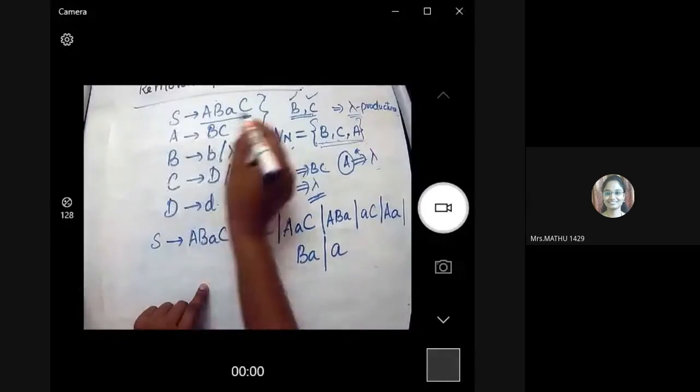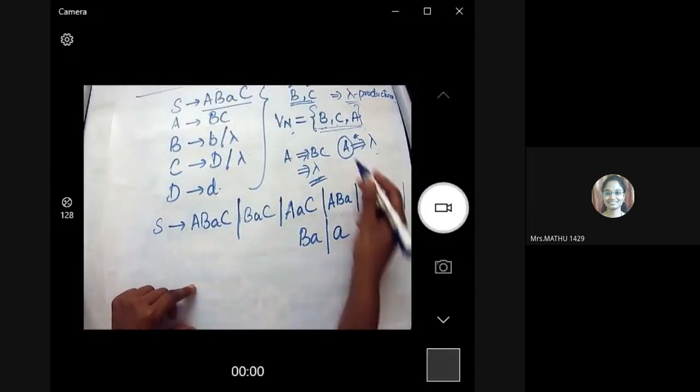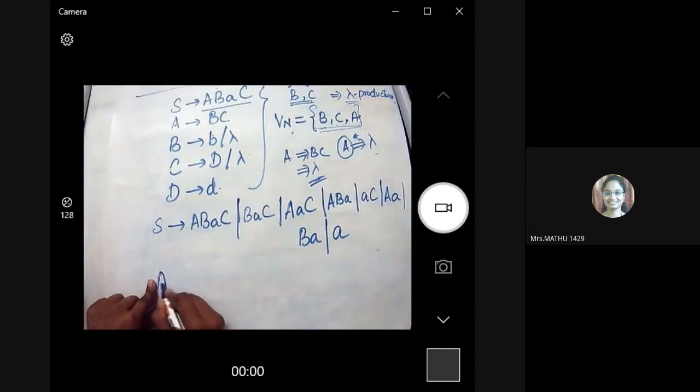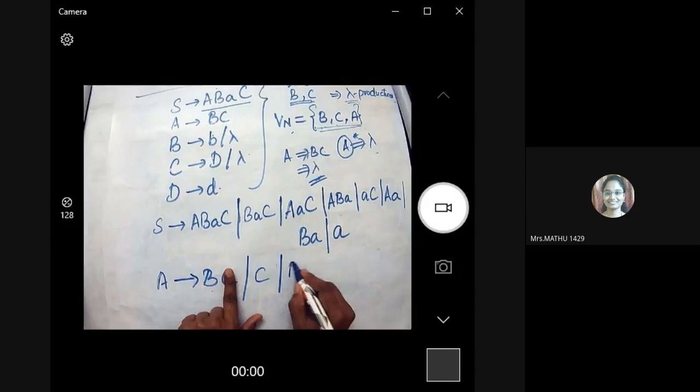So for the first production, we have completed it by applying lambda in different possibilities. The next one is A gives BC. So this is the original production that you write as it is. And what is the new production that we are going to generate? If you apply lambda for B, then you will be getting only C. And if you apply lambda for C, then you will get B.